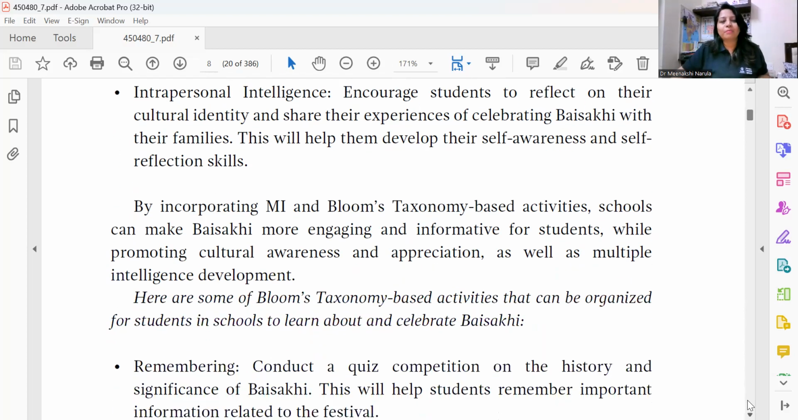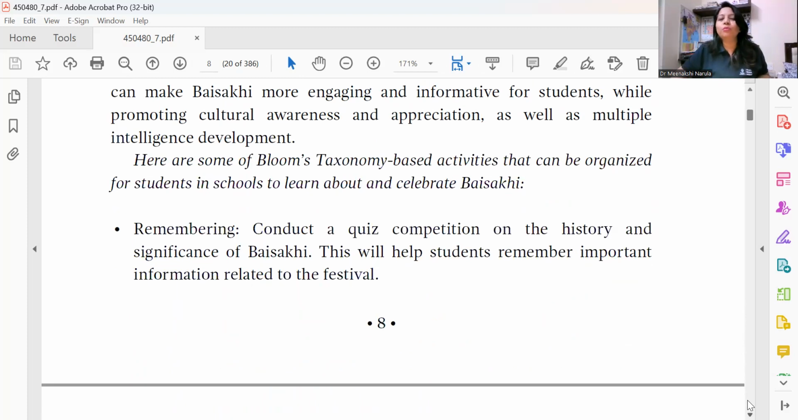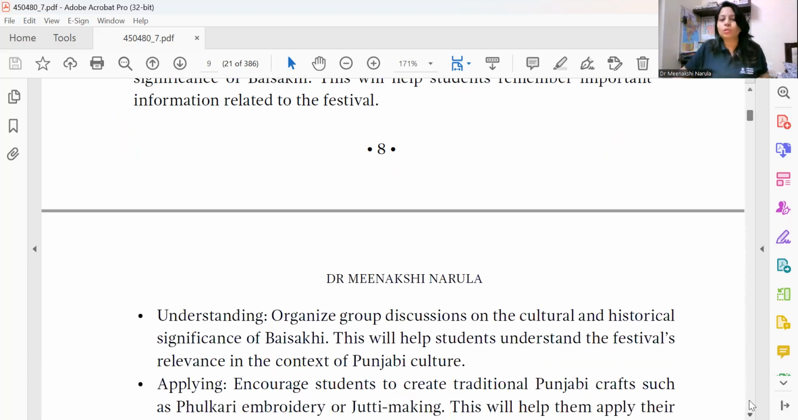Apart from it, my lovely educators, if we talk about Bloom's taxonomy, remembering, we want to test what our students have remembered, have learned by heart, what they know. You can organize any quiz competition related to Baisakhi, talking about the history, talking about Shri Guru Gobind Singh Ji, right? Talking about the start of Khalsa. Such kinds of activities in the form of quizzes, or maybe they can speak something in their speeches, and all can be delivered by the students.